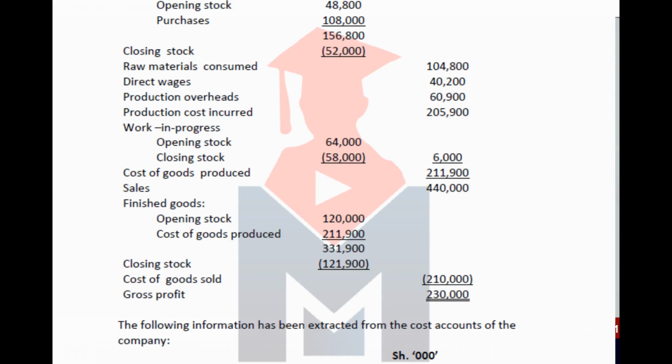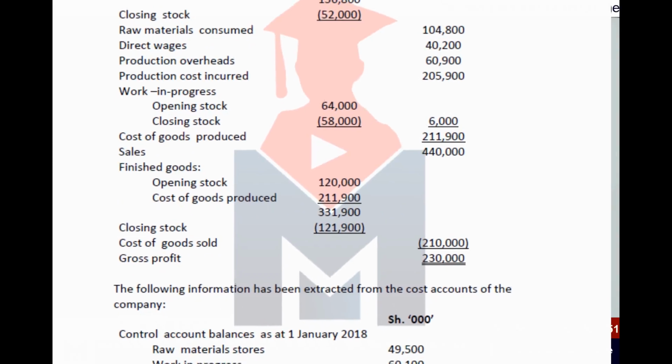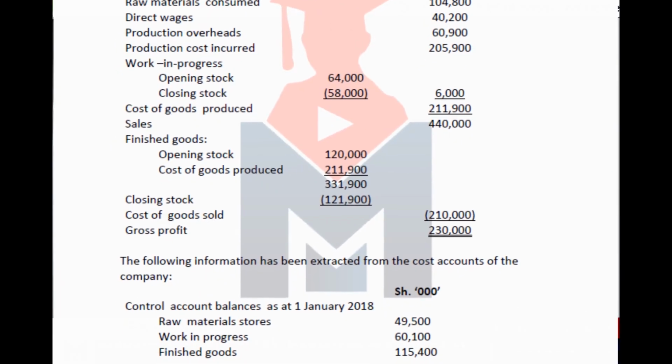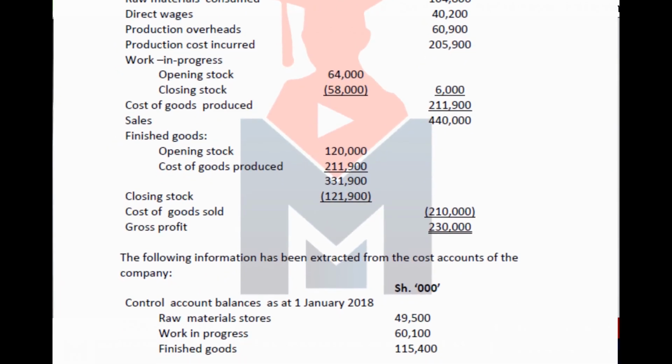I'm given our sales value to be 440. Ideally, sales will just be the same all through. So sales, if not given, will affect the general ledger. I'm having finished goods or inventory closing, cost of goods sold, there I am. That is what we do have. Gross profit as per financial accounting, I'm given 230,000.